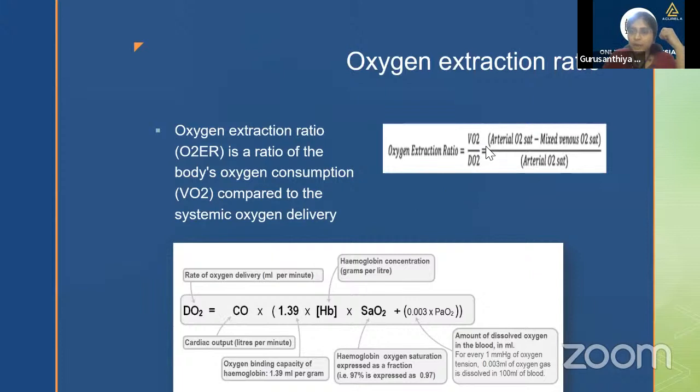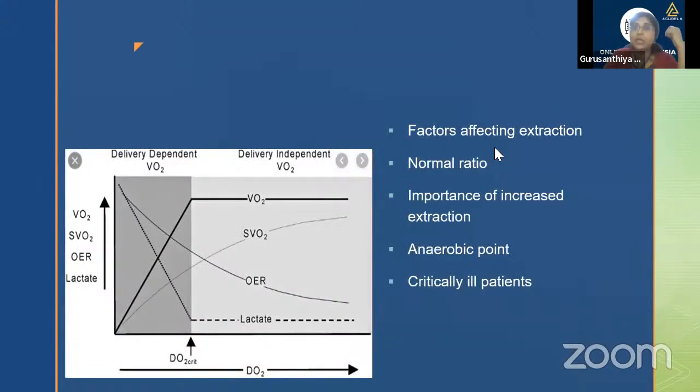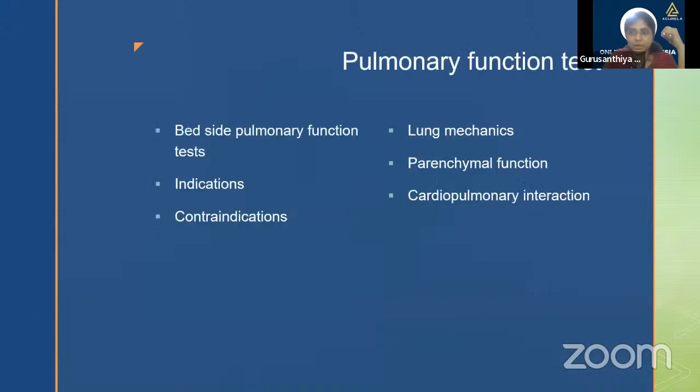Then you say what the factors are which affect the arterial oxygen saturation. You have to point out cardiac output, hemoglobin and SaO2, which can affect the oxygen extraction ratio. You have to say what the normal extraction ratio is and the importance of an increased oxygen extraction ratio. Draw this diagram whenever feasible and tell them when the oxygen extraction ratio is going to be higher than the lactate mechanism and the anaerobic point where it can occur, and how you want to maintain the DO2 and the extraction ratio in a critically ill patient. This is what you have to discuss in a question in which the oxygen extraction ratio is asked.